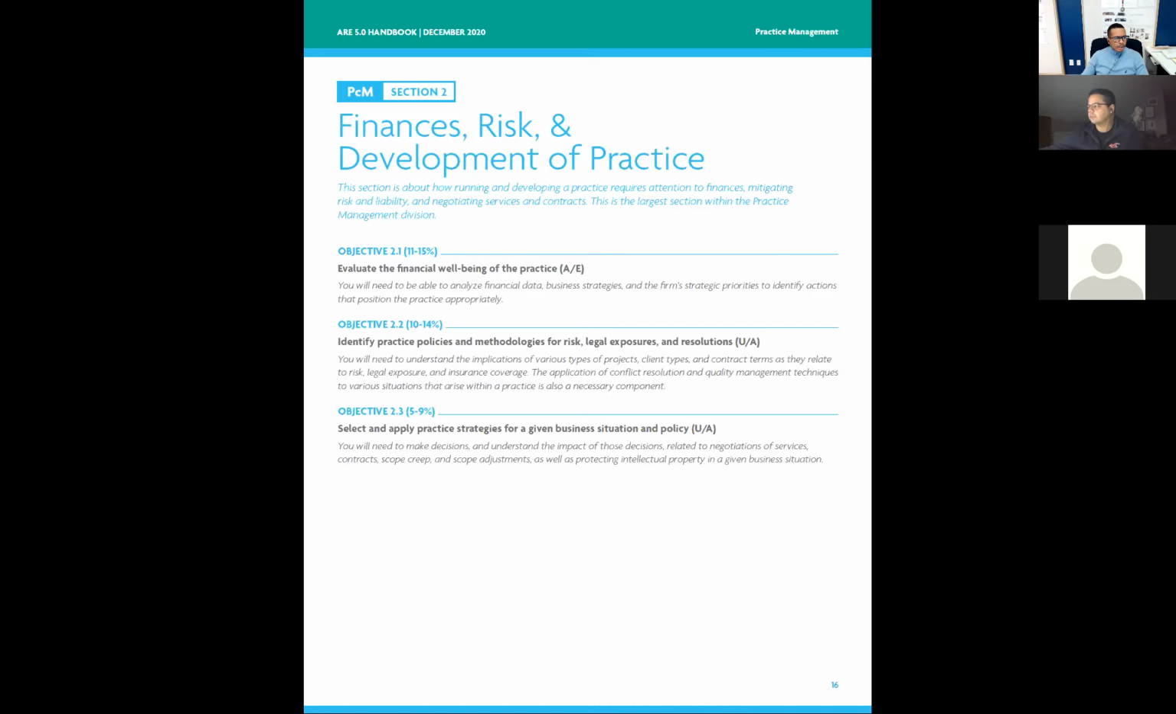Objective 2.3: select and apply practice and strategies for a given business situation and policy. You will need to make decisions and understand the impact of those decisions related to negotiations of services, contracts, scope creep, and scope adjustments, as well as protecting intellectual property in a given business situation.